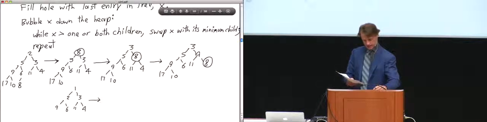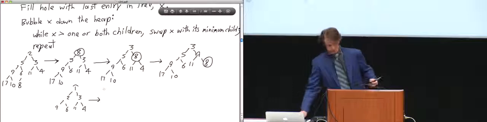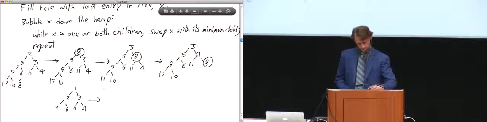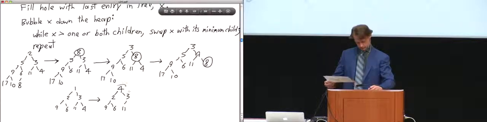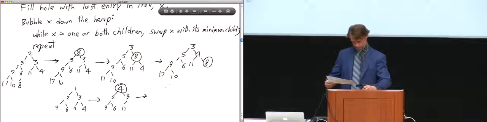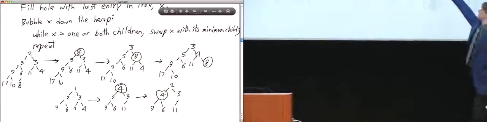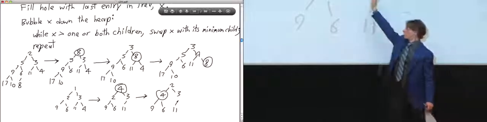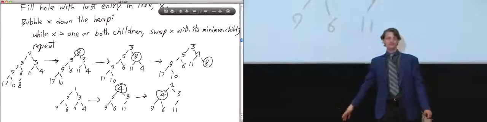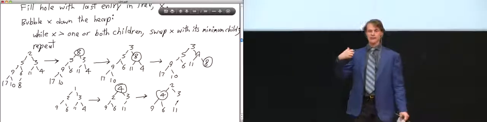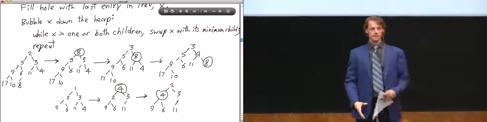Here's another example, so you see this a few times. Here's an example where the 4 starts to bubble down the tree, but does not go all the way down to a leaf node, because it reaches a point where it's happy, it's smaller than both of its children.